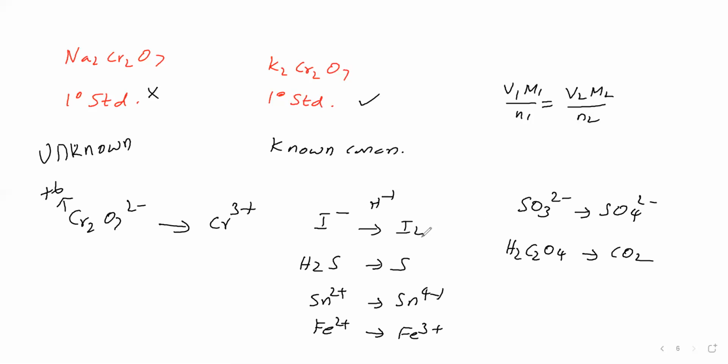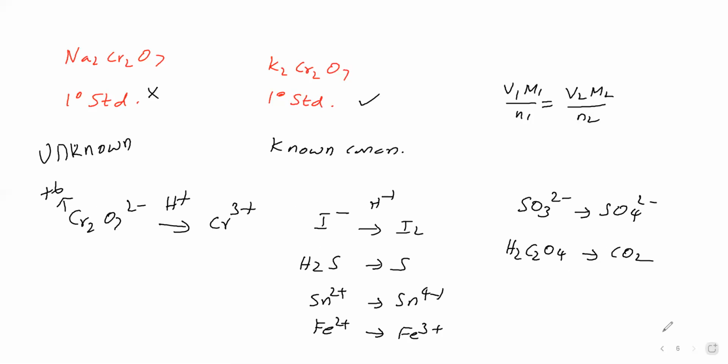Okay. So dichromate can act as an oxidizing agent. That means it itself undergoes reduction. In the presence of acidic medium, it is reduced to give Cr3+. This dichromate oxidizes I- into I2, hydrogen sulfide into sulfur, stannous into stannic, ferrous into ferric, sulfite into sulfate, and oxalic acid into carbon dioxide. Okay.